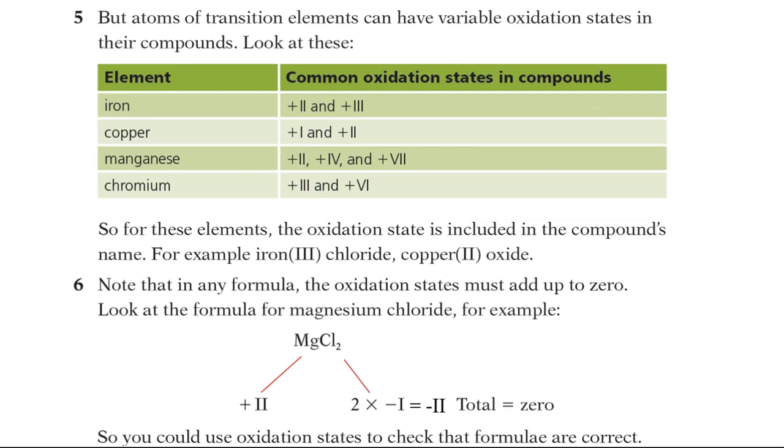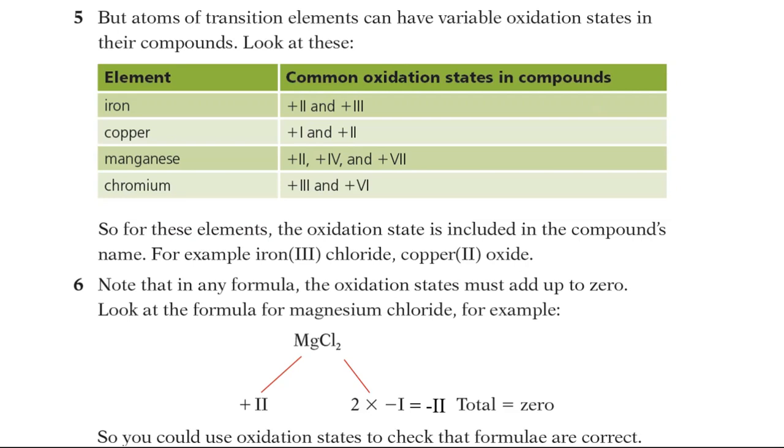Similarly, another example, copper 2 oxide we will write CuO, whereas copper 1 oxide we will write Cu2O. So different formulas because of variable oxidation states. Then rule number 6. Note that in any formula, the oxidation state must add up to 0.